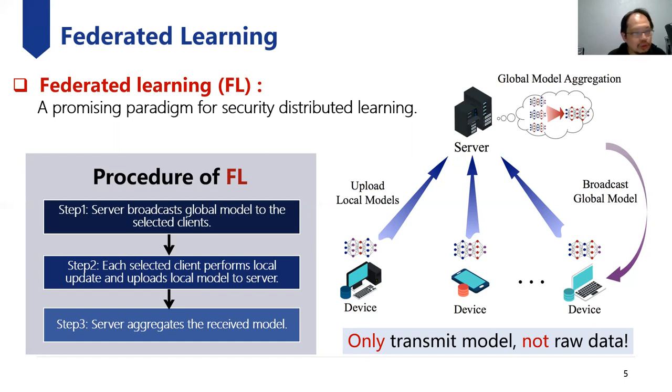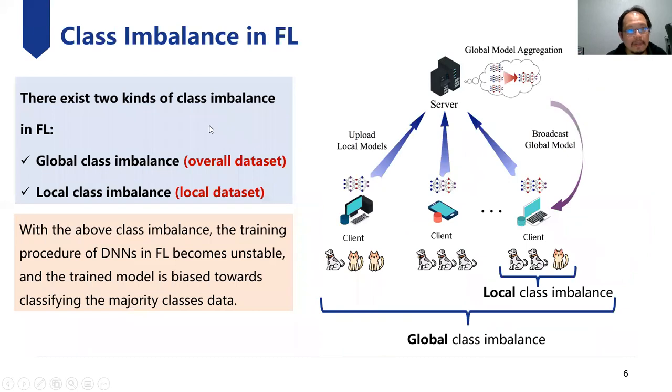Then what we will do is that class imbalance in federated learning is an issue. Why? Because this exists and we could solve it. There is global class imbalance in the overall data set, and then in the local data set, you have a local class imbalance. As a result, we have these two issues to resolve. The training procedure of the deep neural network in federated learning becomes unstable, and the trained model is biased towards classifying the majority classes of data.